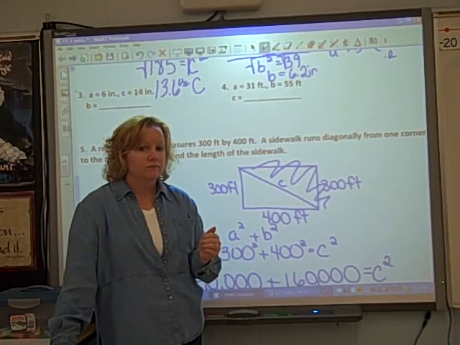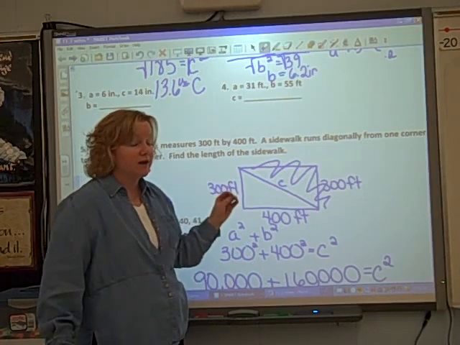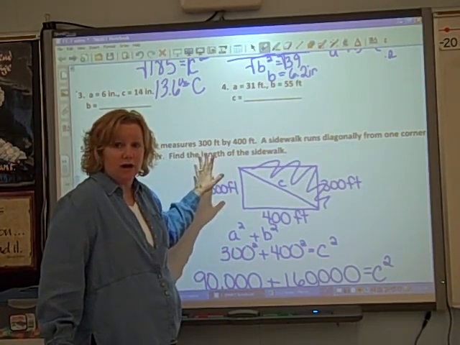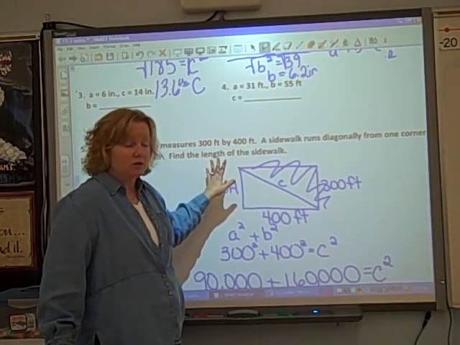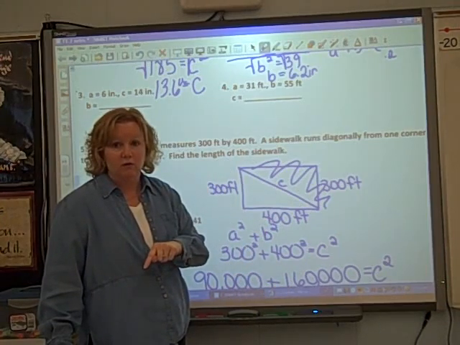Okay, so you want to look at this and you want to recognize that this is the type of problem you're going to see on those high school placement tests or on ISAT. Typically, you're going to have to figure out that there's a right triangle and you can use the Pythagorean theorem.